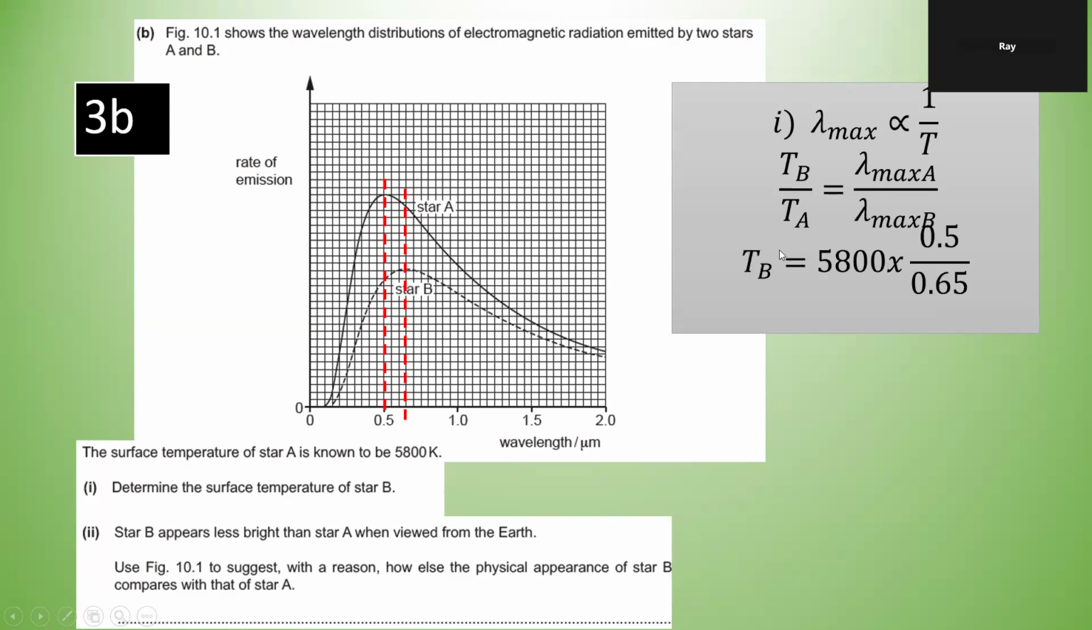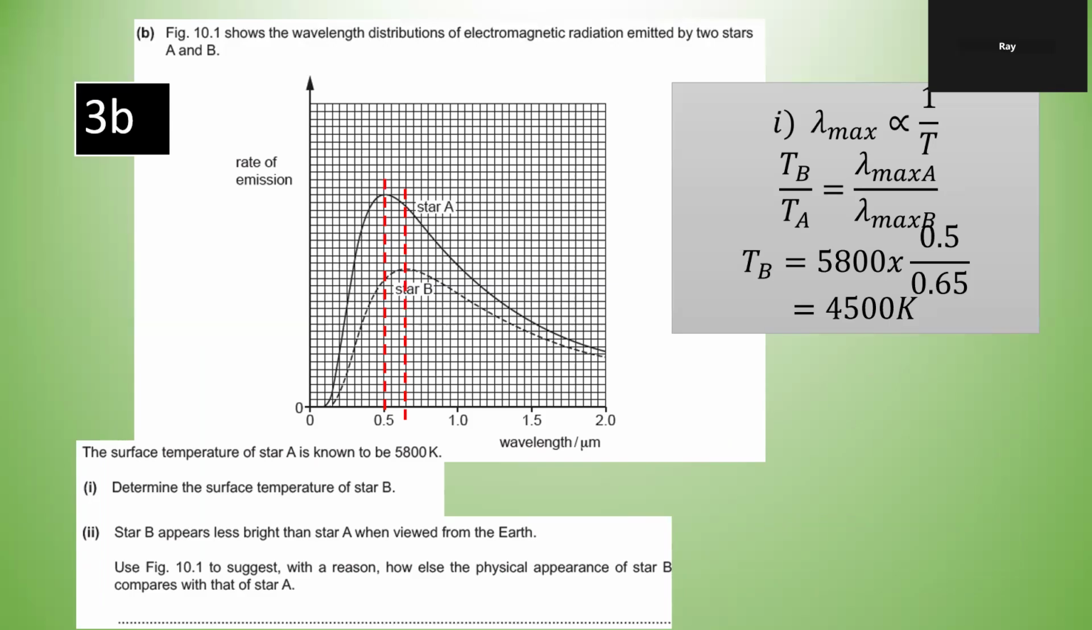So T_B, you want to find, take T_A across. Then we do lambda maximum at A, which is this one, 0.5. Lambda maximum at B, right? Each small square is 0.05. Okay, so this is 0.65. Right? Don't need to convert, both of them are the same unit, they cancel off. Then 5800.